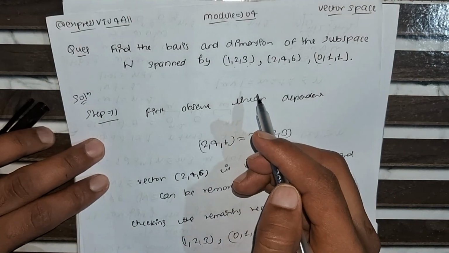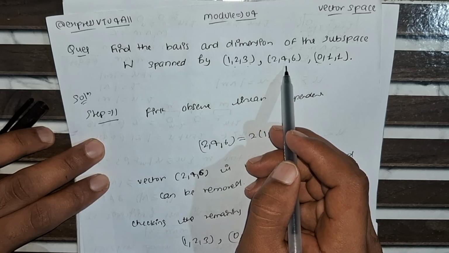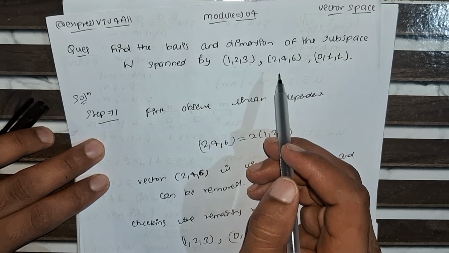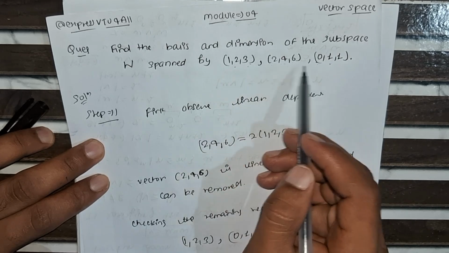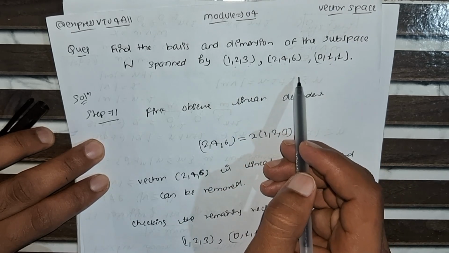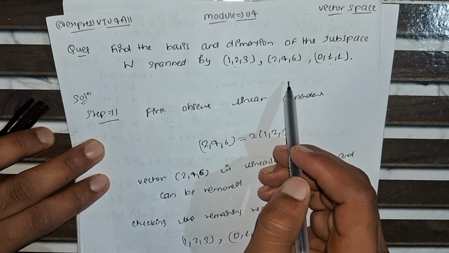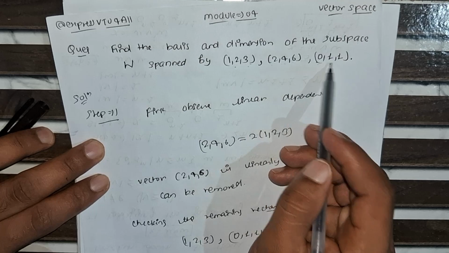So we can clearly see that 2, 4, 6 is 2 times 1, 2, 3. This is the linearly dependent vector, and 1, 2, 3 and 0, 1, 1 are the independent vectors. So the dimension of W is equal to 2 and the basis is 1, 2, 3 and 0, 1, 1.